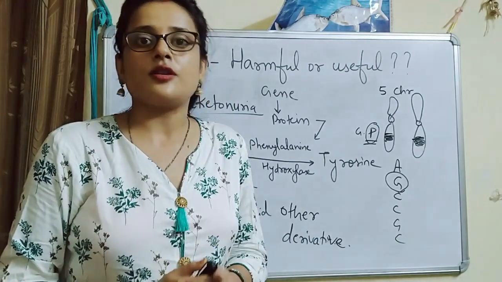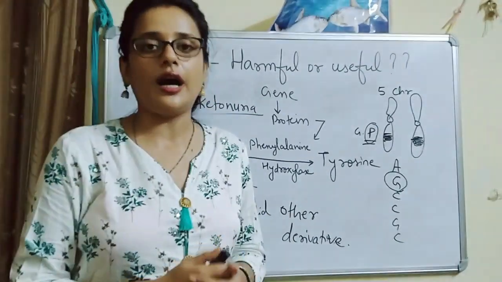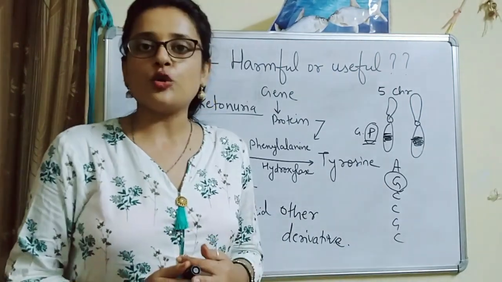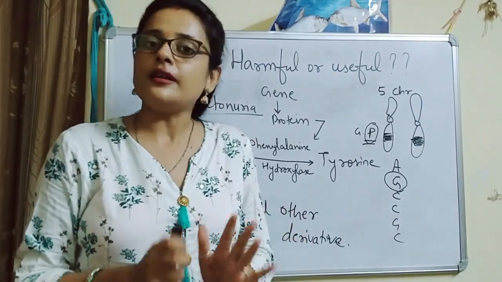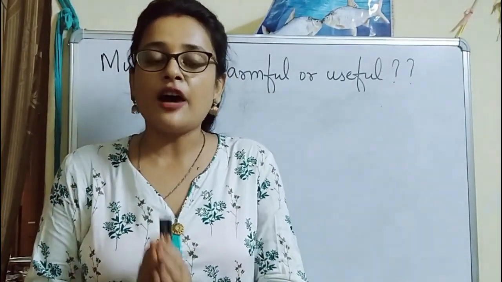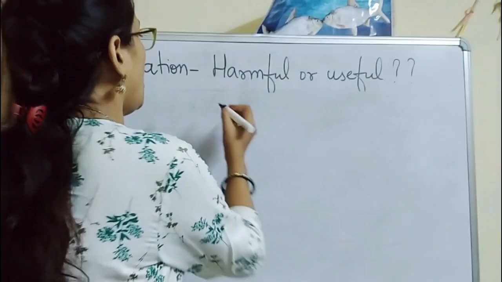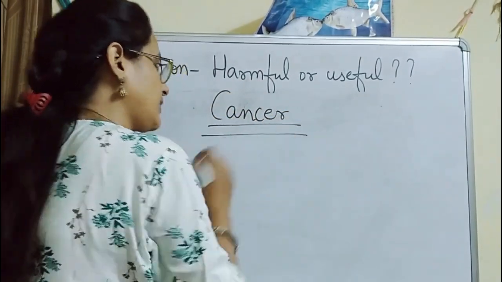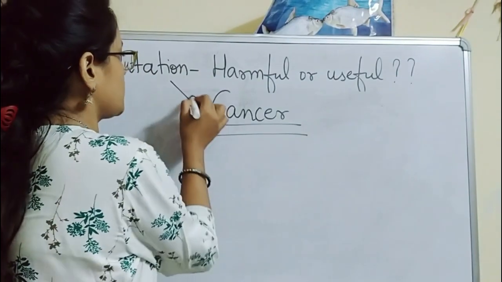Other such examples of harmful effects of mutation are Down syndrome, Turner syndrome, then Cri-du-Chat syndrome. We will discuss each and everything in detail. The other case where mutation can be termed as harmful is cancer. All the cancers that are generated in a living organism are due to mutation.